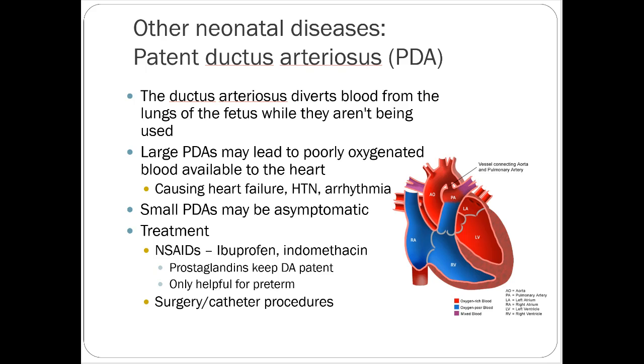And again, small ones can be totally asymptomatic. You might not even know they have it because it's going to close up pretty soon after birth. Treatment, we give NSAIDs for this. So ibuprofen and indomethacin can help close that. The reason is because circulating prostaglandins keep the ductus arteriosus patent. So if we can shut down prostaglandin production a little bit, we can help close that off easier. Think about this again, prostaglandins are vasodilating, so you're decreasing that natural vasodilating mechanism. This is only really helpful for preterm kids. If somebody goes full term and they have a big patent ductus arteriosus, probably going to have to surgically correct it or use a catheterization procedure that way.